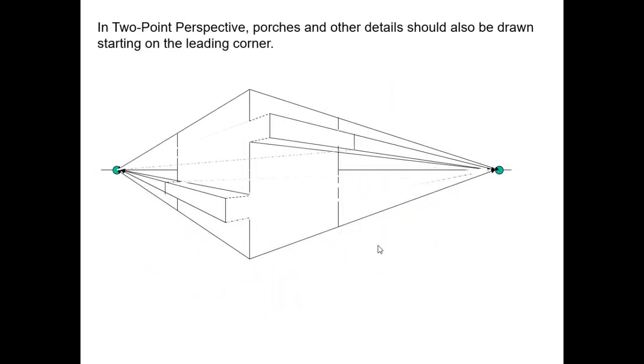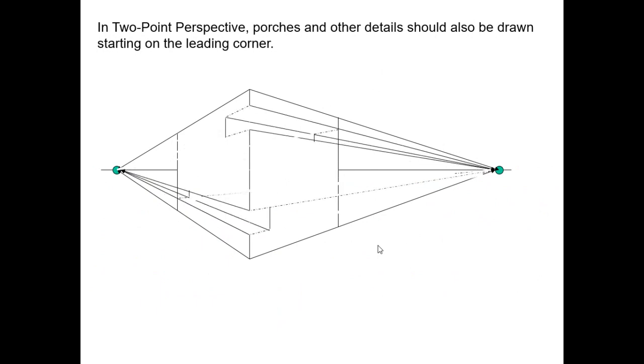And again, we can have buildings that have complex shapes. We can have things that extend out over space. We can have things that recede inside of those spaces. But as long as we know what position we're in, if we're looking flat at the front of a building, we're in a 1-point position. If we're looking at the corner, we're looking at a 2-point illusion.